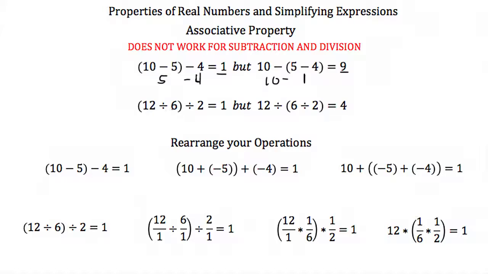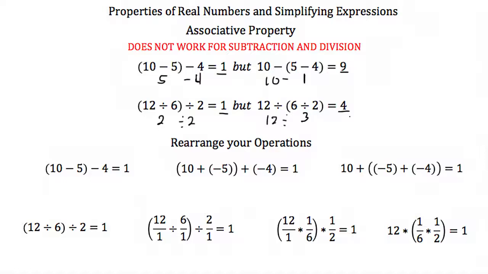Here I have 12 divided by 6. Well, that's 2. And then if I divide 2 again, I get a 1. But if I do the 6 and 2 first, 6 divided by 2 is 3. And then 12 divided by 3 is equal to 4. So the order I did my division changes my answer.